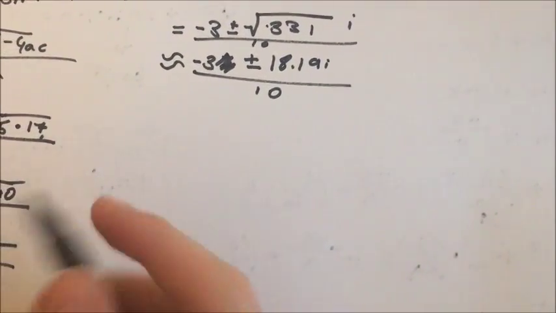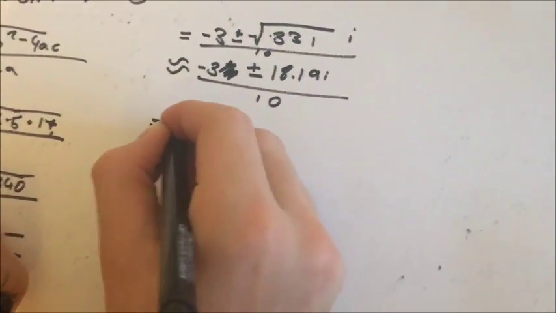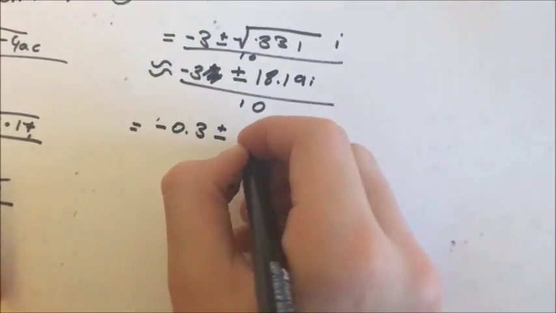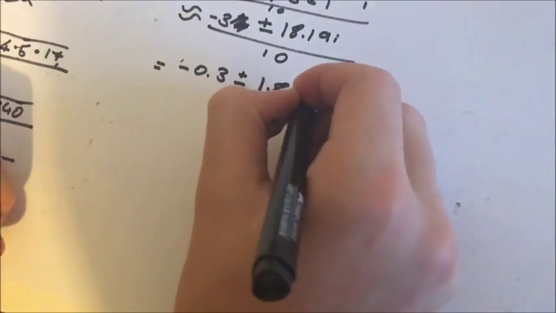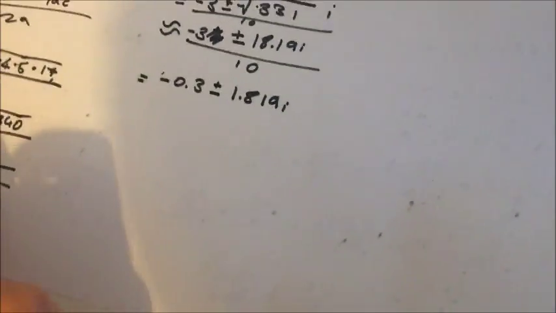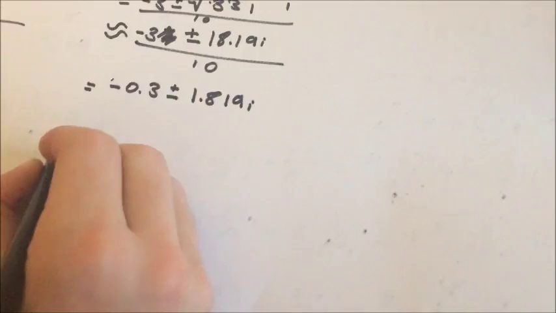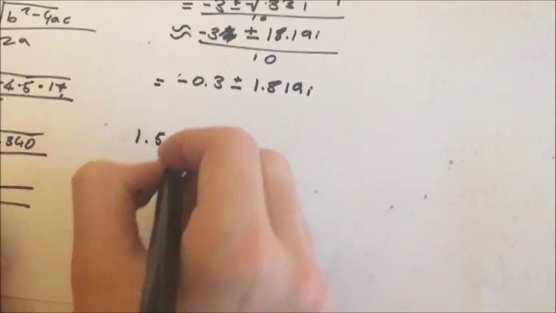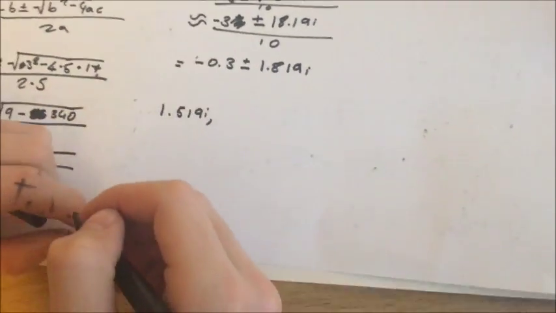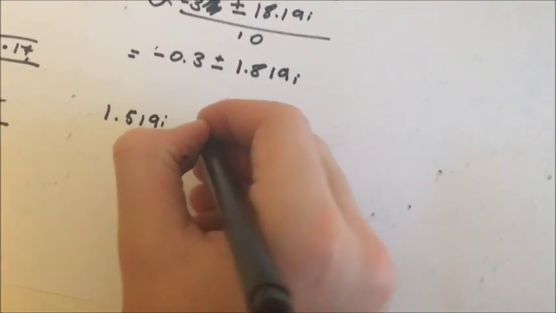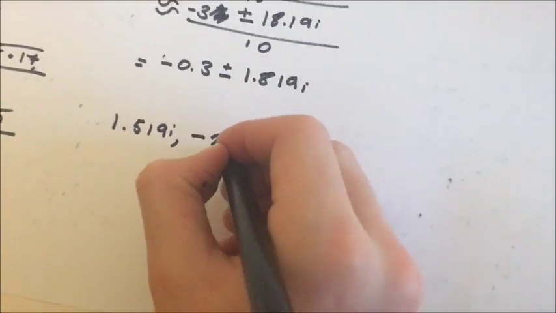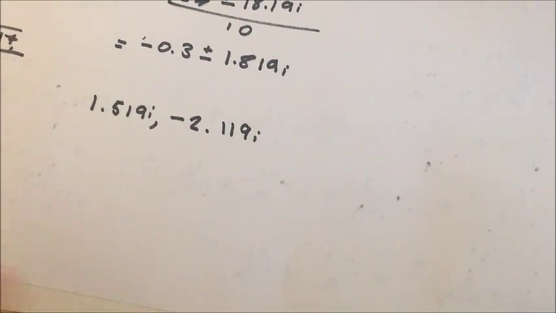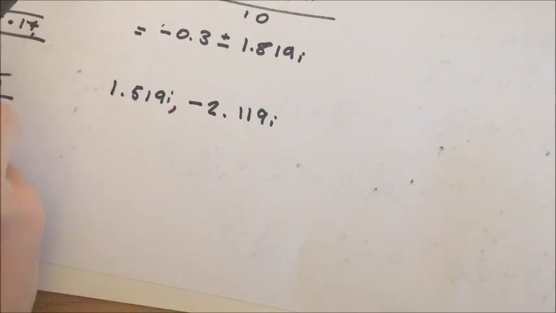So, we have negative 0.3 plus or minus 1.819i, which gives us the two answers of negative 0.3 plus 1.819i, and also negative 0.3 minus 1.819i. So those are the two answers that if we plugged into our equation here, this would be correct.